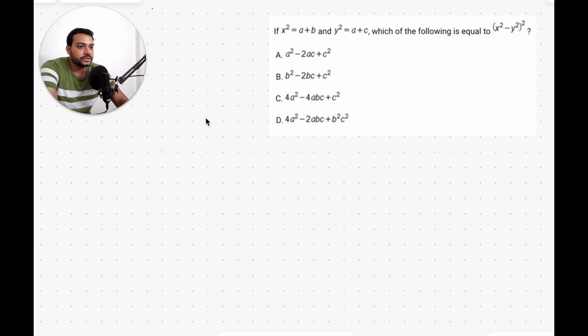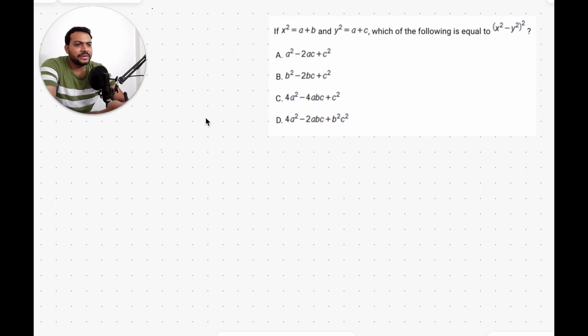Let's look at the next question. If x squared is equal to a plus b and y squared is equal to a plus c, which of the following is equal to x squared minus y squared, the whole squared? That's what we say. So in this question, they want us to actually solve these expansions and see what the final expression is for us.